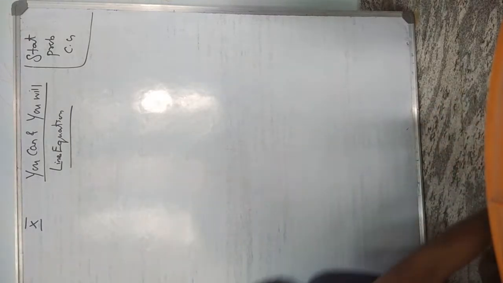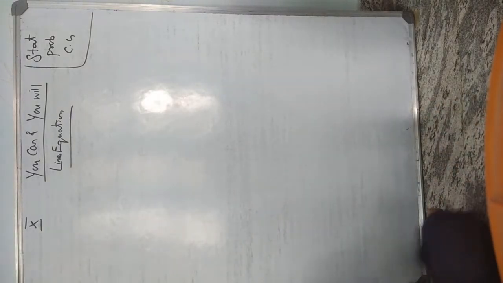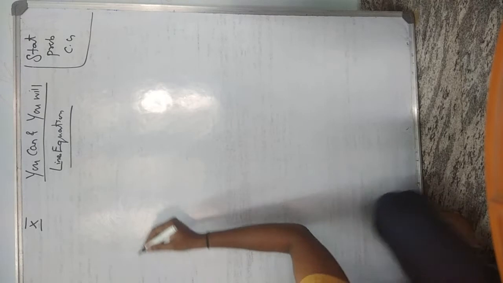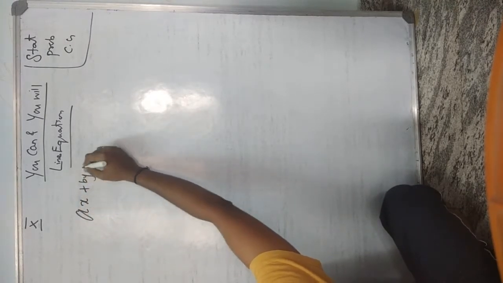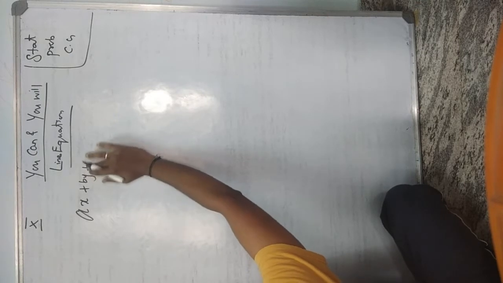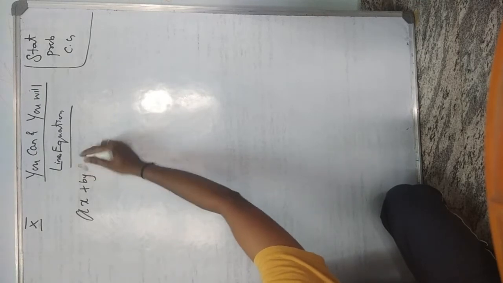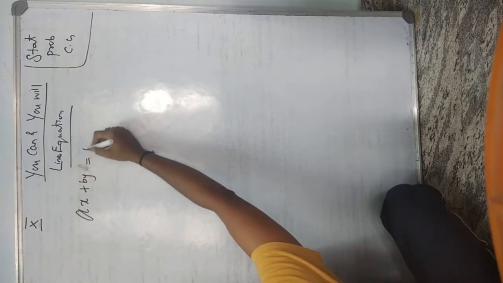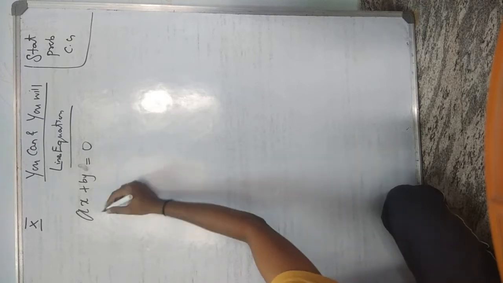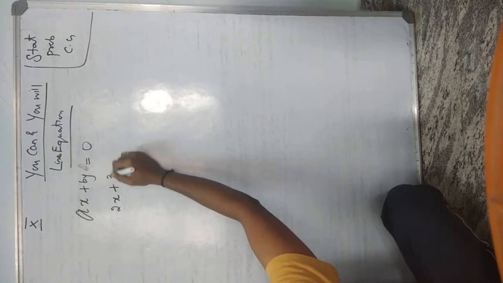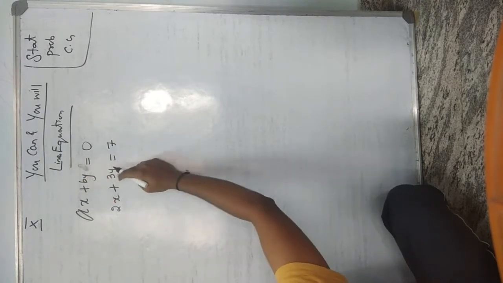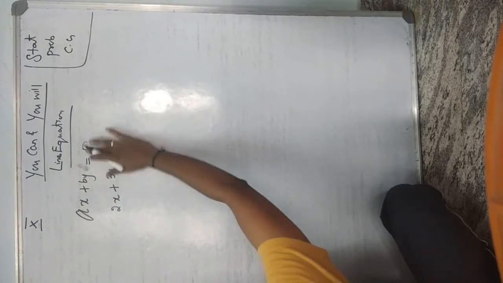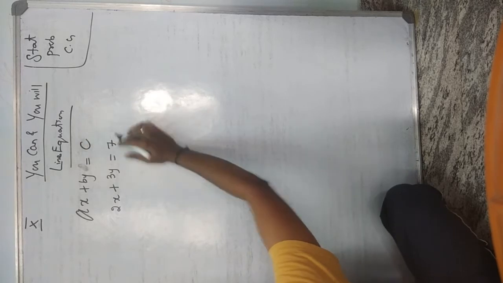First, what is meant by a linear equation, which I gave you in the previous class itself. A linear equation in two variables is ax plus by plus c equal to 0. For example, 2x plus 3y equal to 7. Here a is 2, b is 3, and the constant c is 7.